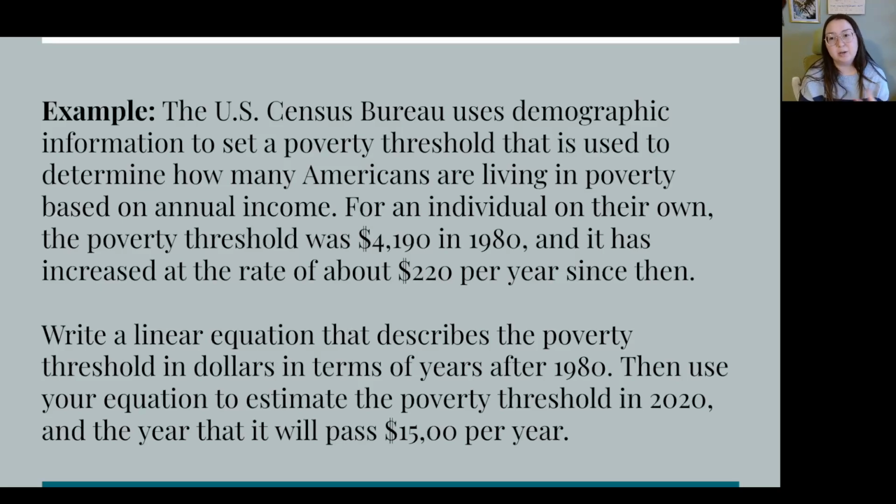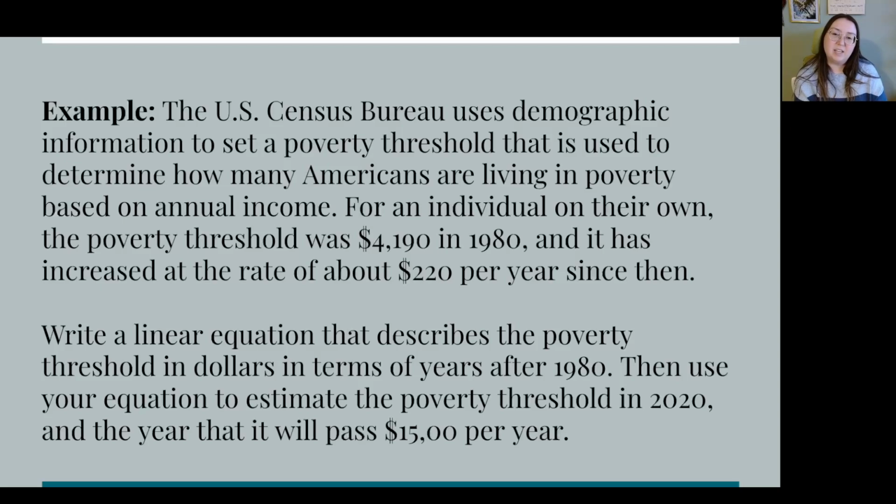Then we're going to use our equation to estimate the poverty threshold in the year 2020. We're treating 1980 as the origin, essentially, because this is the poverty threshold in dollars in terms of years after 1980. So if we use the example of 1, that's 1 year after 1980, which would make it 1981. So we're just looking at years since 1980. Between 1980 and 2020, that's 40 years. So we're going to use X as 40 in order to estimate our poverty threshold in 2020.